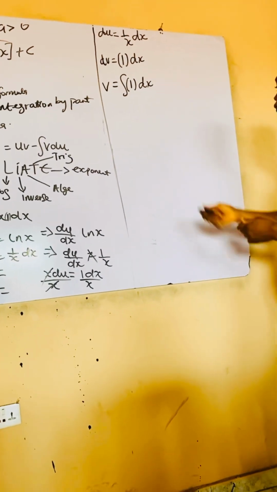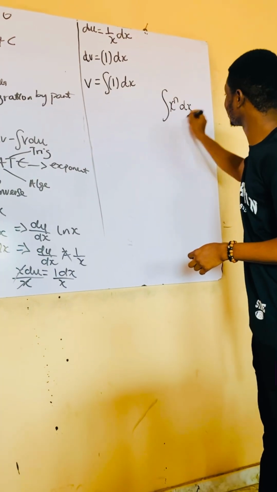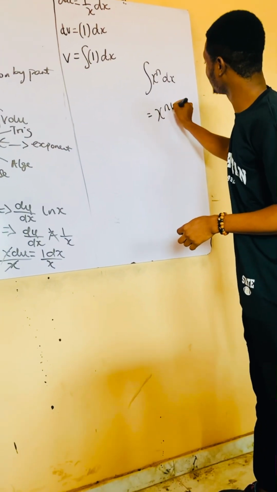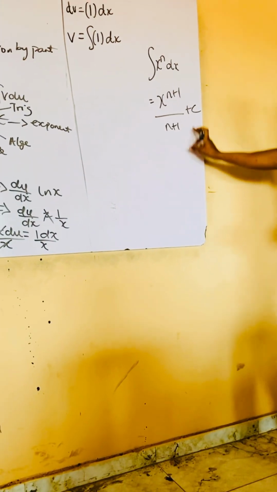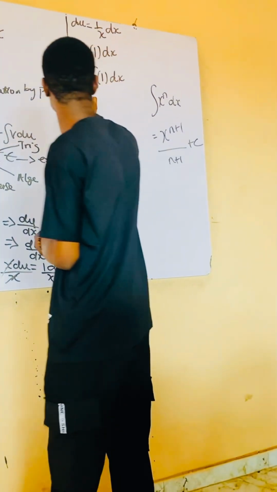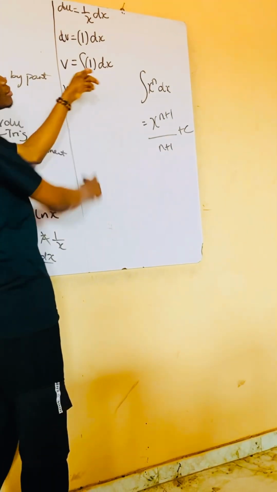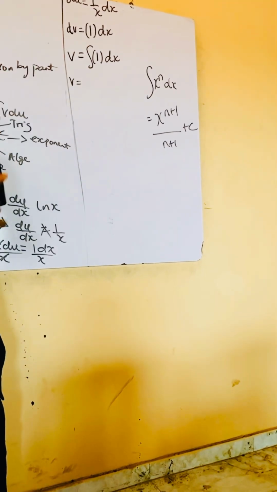Now we have the integration formula: the integral of x to the power of n with respect to x is equal to x to the n plus 1 over n plus 1, plus the arbitrary constant. This is the power rule of integration. Now applying it here, our v is equal to the integral of 1 with respect to x.